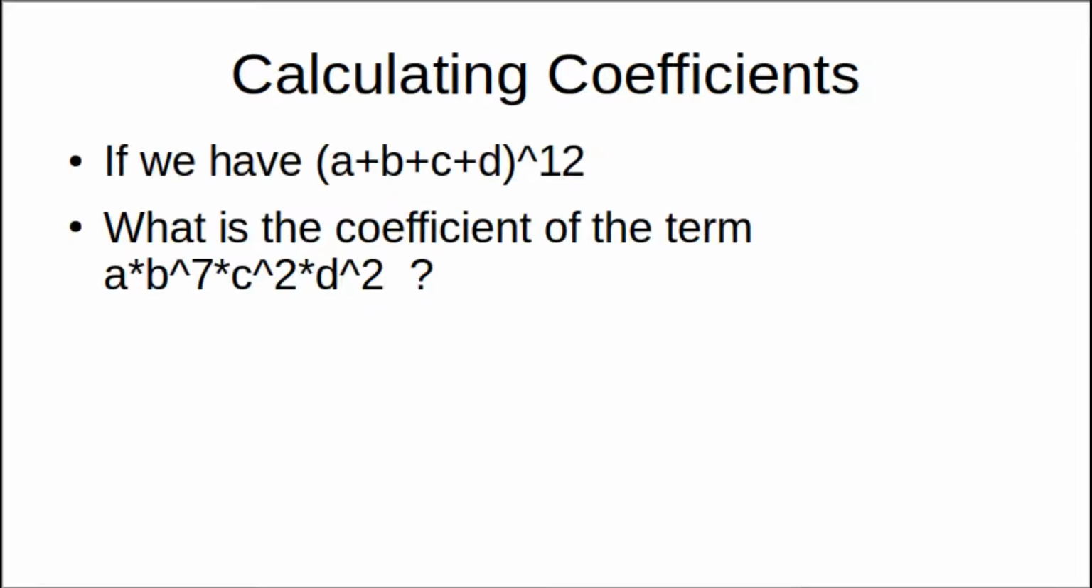That's very slow. First, I want to look at being able to get the coefficient if we are given some term. So for example, if we had (a plus b plus c plus d) to the 12, we know that there's going to be a term in there of a times b to the 7 times c squared times d squared, but we want to know the coefficient of this term.